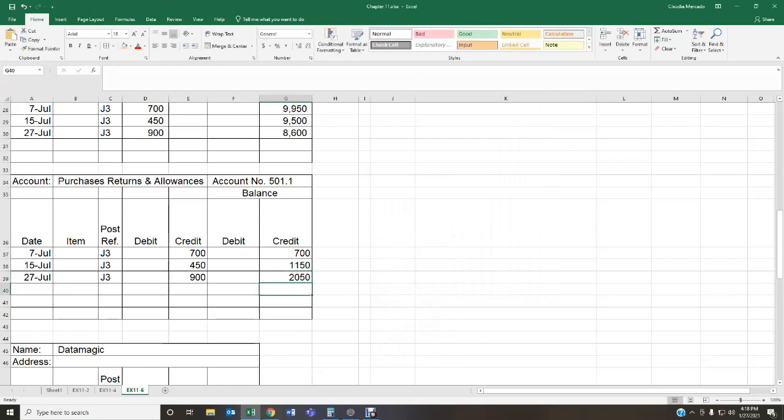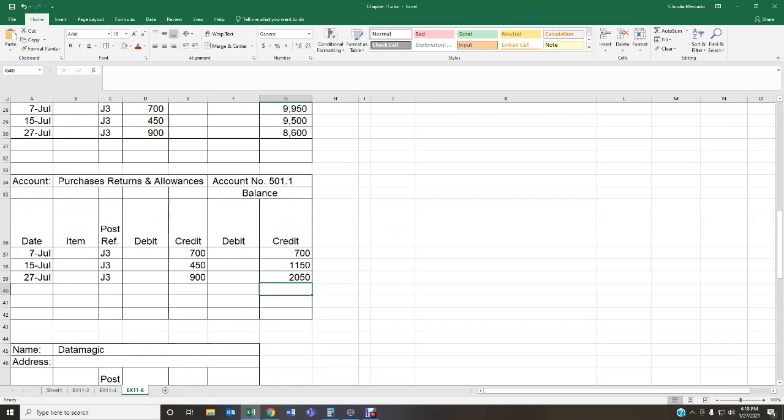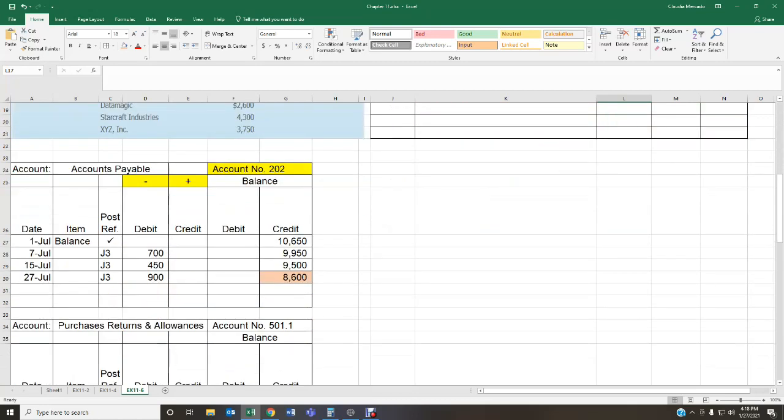So this keeps track of your returns. How much have we returned? Well, we've returned $2,050 worth of merchandise. So this tells me I owe $8,600. This tells me I've returned or I've gotten an allowance on $2,050 worth of merchandise. And that is my ending total for each of my general ledgers right there, the ending balance. Now, I have posted all of my post references for when I transferred the information from my general journal over to my general ledgers.